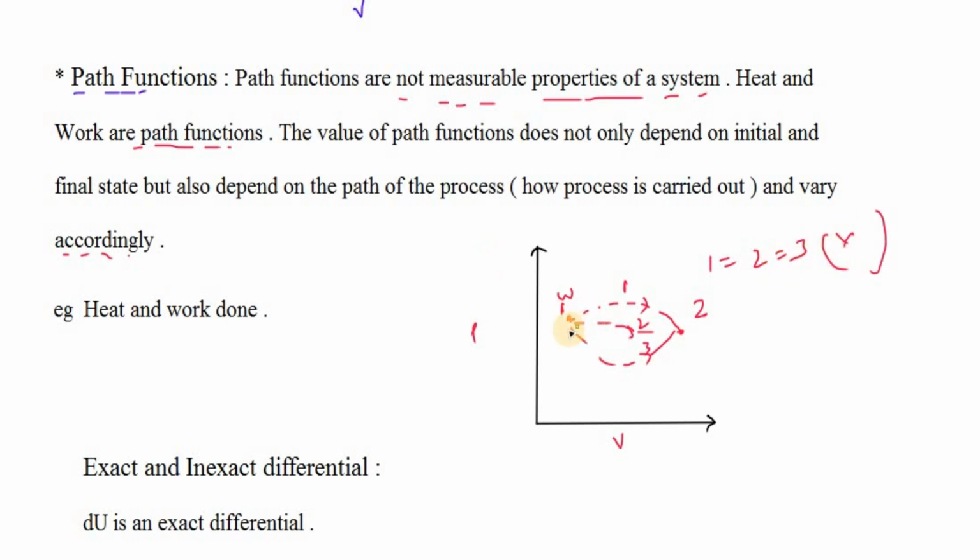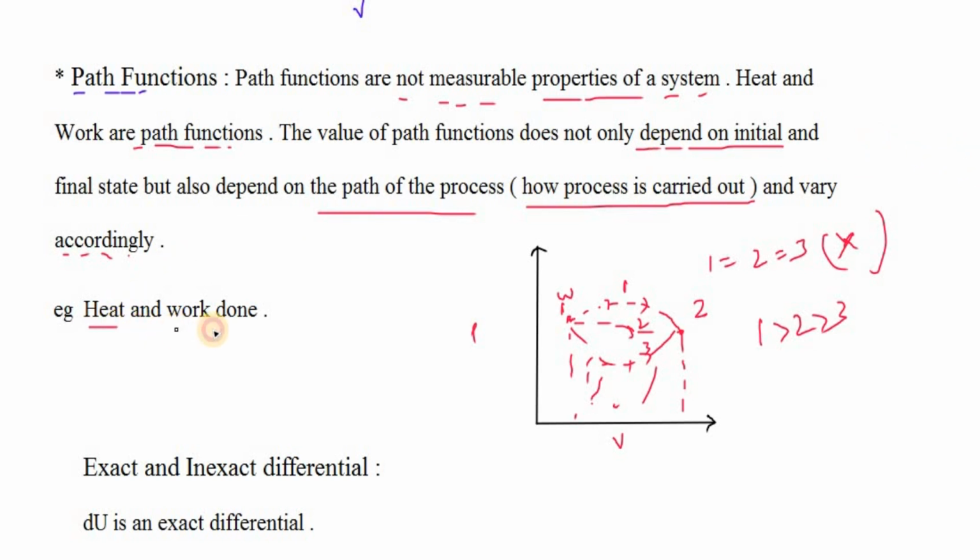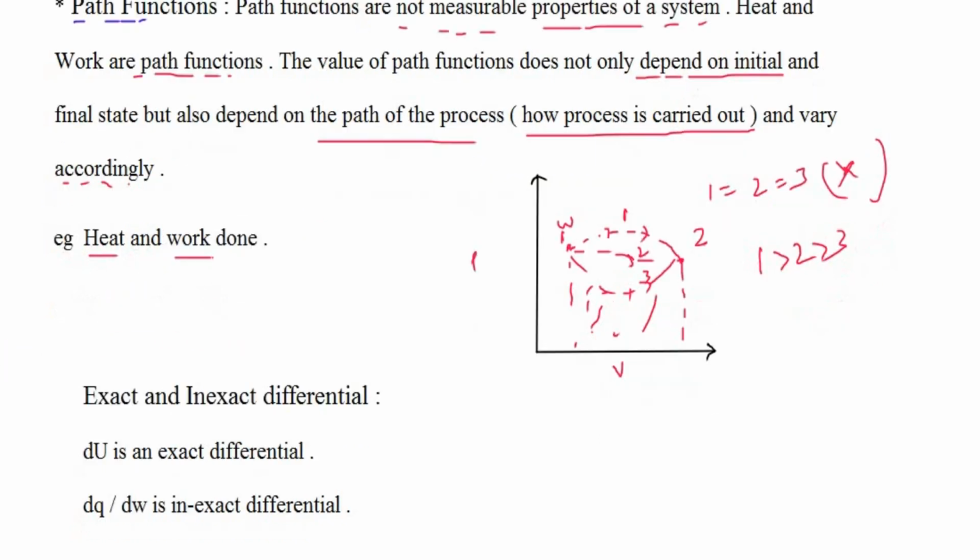For the path function, we talk about the work done, which will be equal to the area under the curve. We will find that W for path 1 will be higher than for 2, then 3, because we integrate it and the value equals the area under the curve in the case of work done. We will learn that later, but for now we have taken three different paths and the work done will not be equal, because it is a path function. It doesn't depend on the initial and final state, but on the path of the process, how the process is carried out, and varies accordingly. We have only two types of path function: heat and work are the only two path functions.